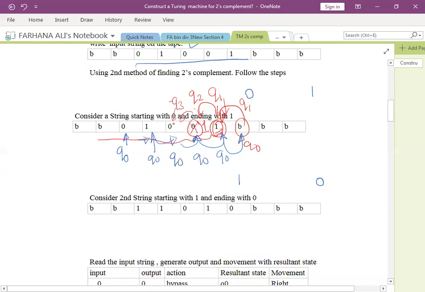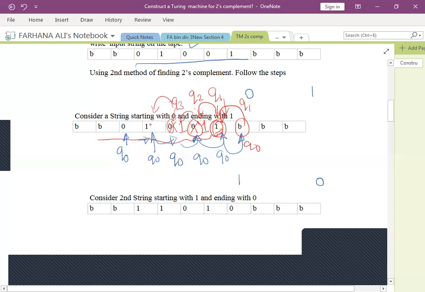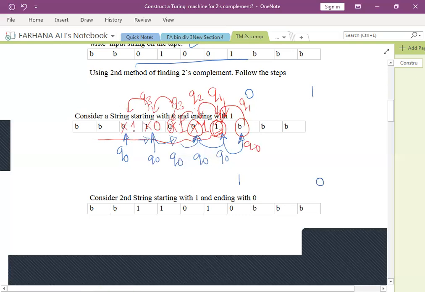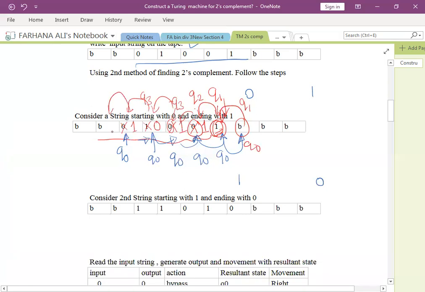Now Q3 with the next symbol as 0, we will convert it into 1's complement. We will move towards the left hand side. With the next symbol as 1, the answer will be 0. Now move towards the left hand side. If you're having 0, it will be converted to 1 and we will move towards the left hand side.